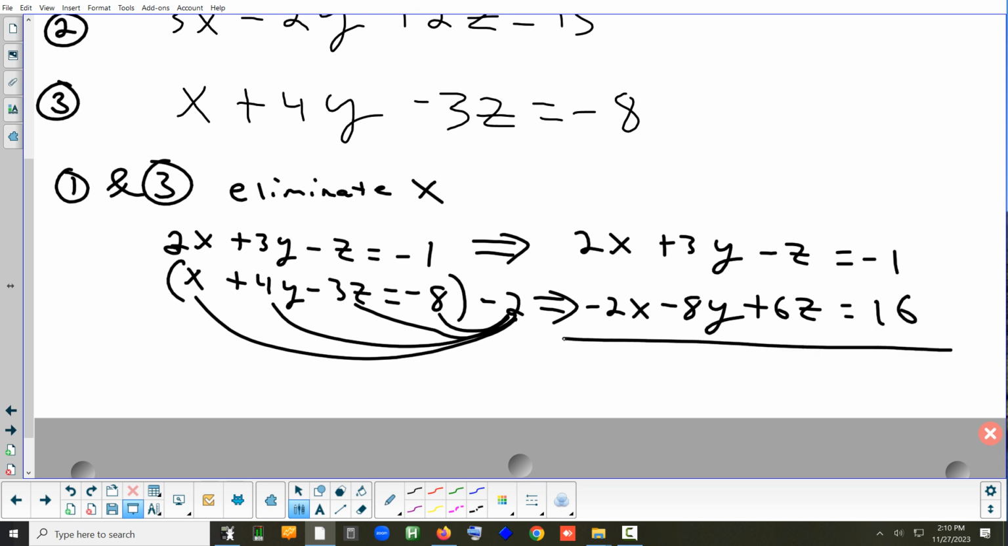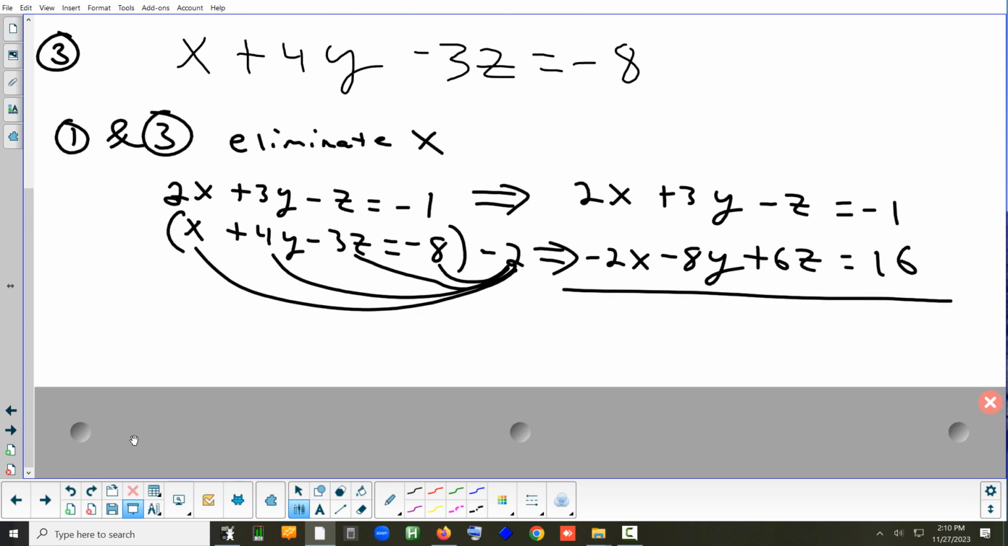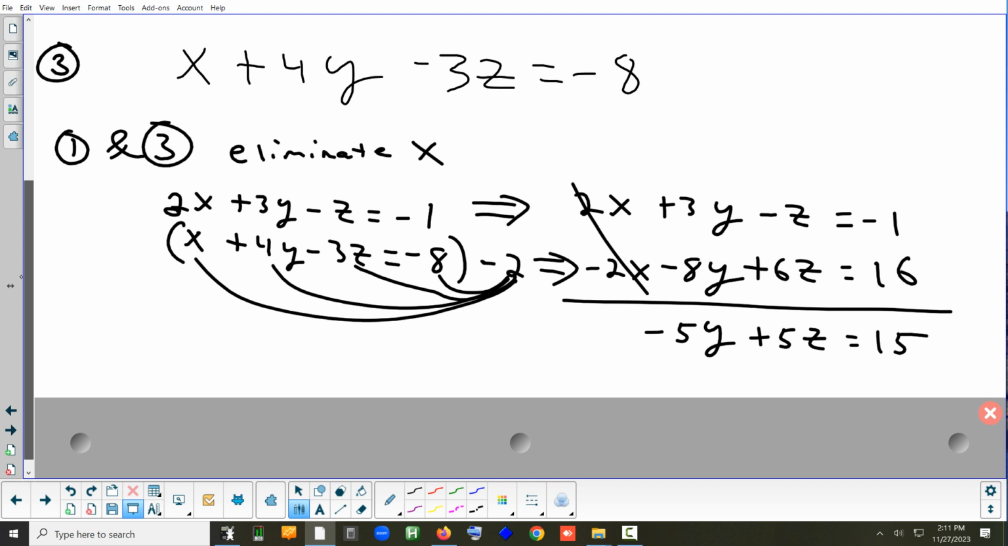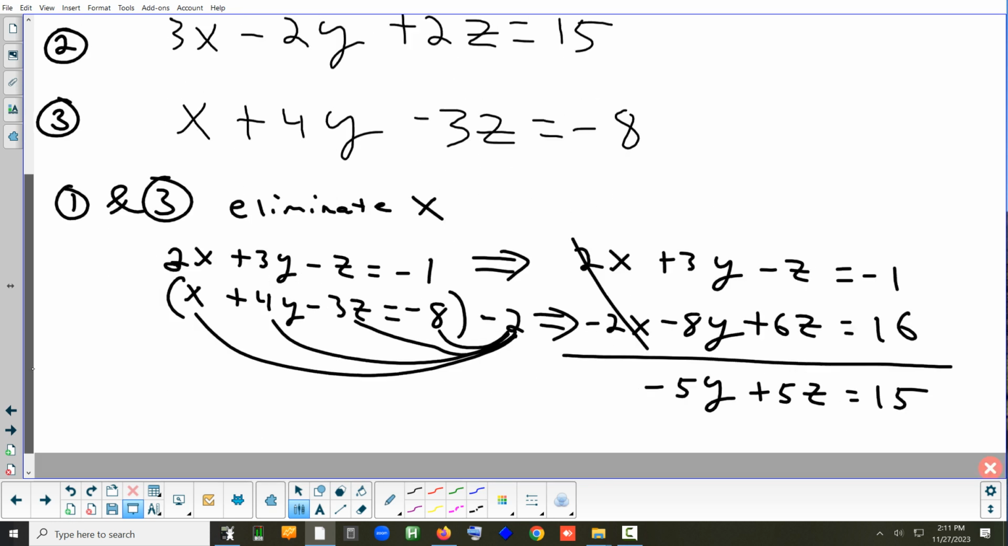Now, what do we do with all the columns? Add them all up. 2x plus -2x is 0. There we go, got rid of a letter. Now, if another letter disappears at the same time, that's great, but that usually doesn't happen. What's 3y and -8y? -5y. What's -1z plus 6z? 5z. And -1 plus 16? 15. Now, normally I would just stop there and call that new equation equation 4.